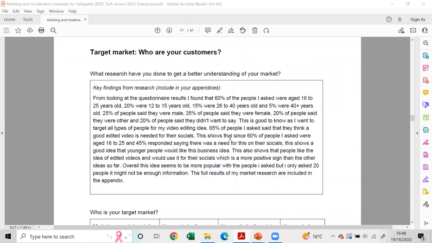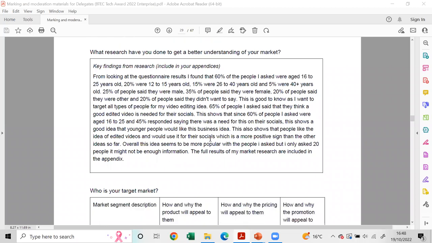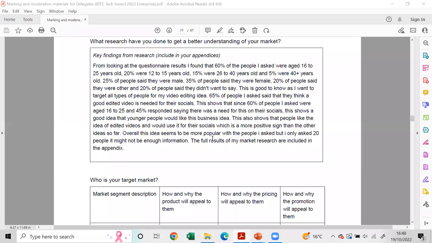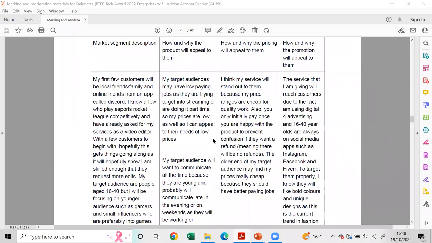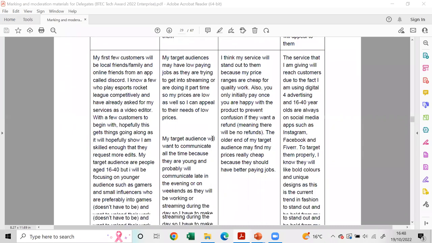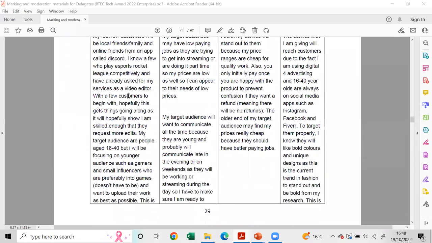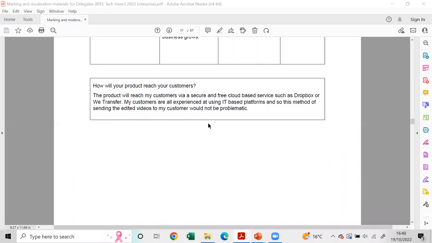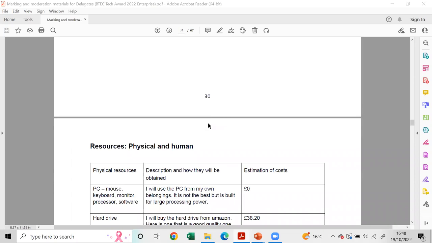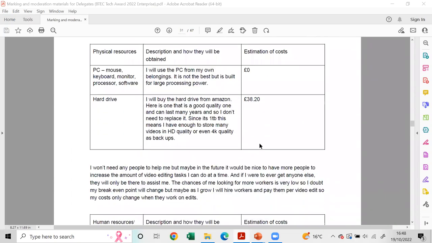And then they've looked at who their customers are. They've actually got some research information here about their demographics, who their target market are, how the product will appeal to them, how the pricing appeals to them, and how the promotion appeals to them. So again, they've tried to link all this to their target audience and how they're then going to reach their customers.